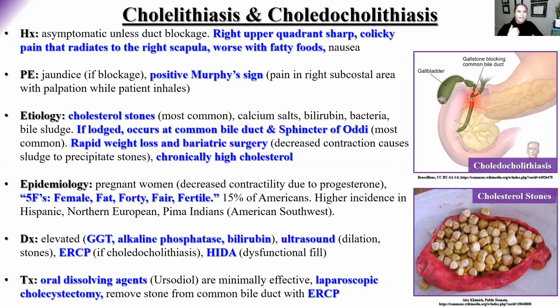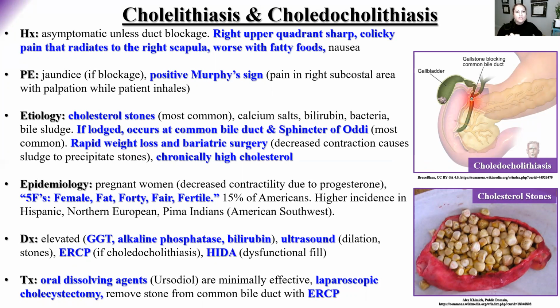The pain is going to radiate to the right scapula. And it will be worse with fatty food. So in the question, look for a cheeseburger meal or a fast food meal that precipitates these right upper quadrant pains that are sharp in nature. If they have blockage, they may develop jaundice because remember, that's the backup of that conjugated bilirubin.